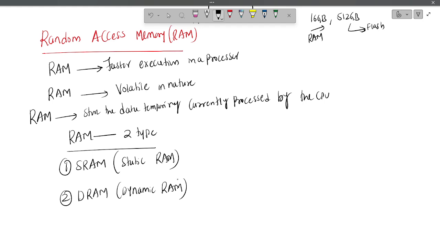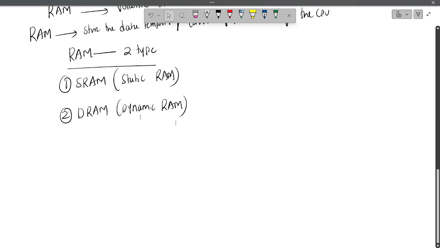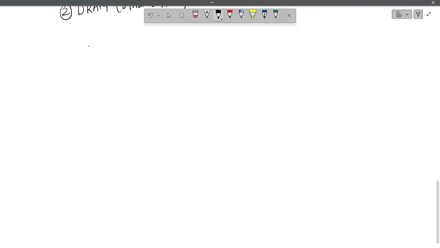Okay. First we'll see about the static RAM. Is it fine? Okay. So first we'll see the SRAM memory cell.